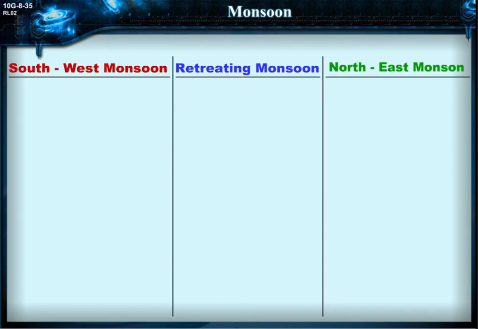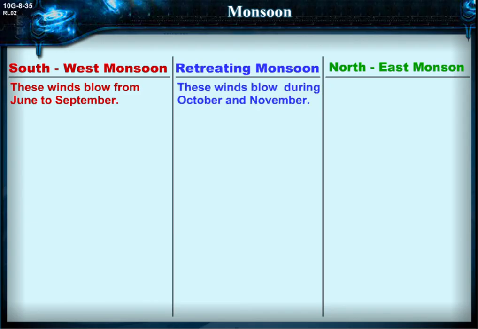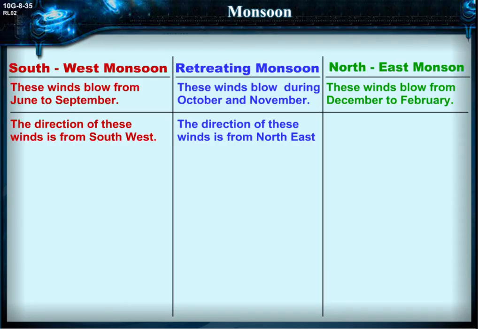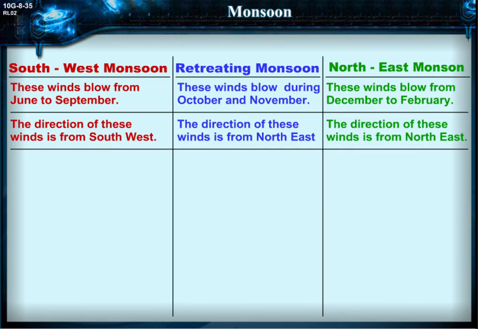Monsoon. Now let us compare southwest monsoon, retreating monsoon and northeast monsoon. Southwest monsoon winds blow from June to September. Retreating monsoon winds blow during October and November. And northeast monsoon winds blow from December to February. The direction of the southwest monsoon winds is from southwest, while the direction of the retreating monsoon winds is from northeast, and the direction of the northeast monsoon winds is from northeast.